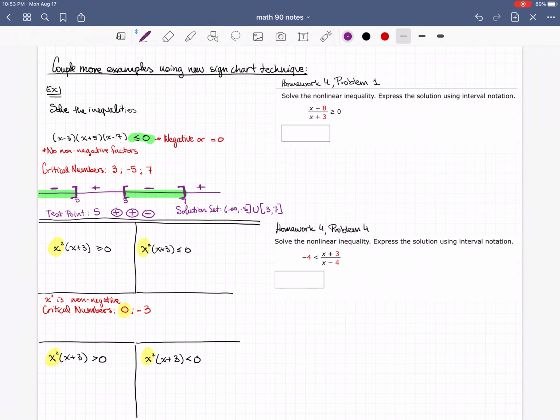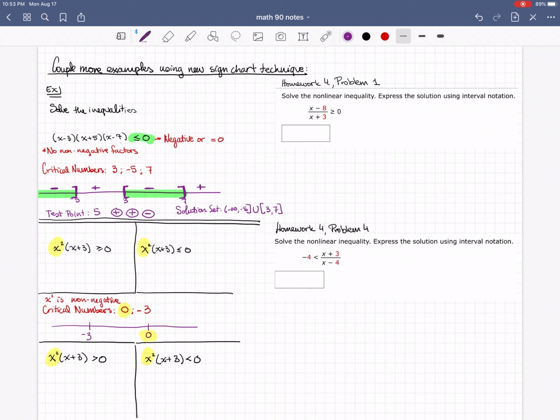So when we go to build the sign chart, again, pay attention to order. Negative 3 is on the left, 0 is on the right. Once again, I'm going to highlight that 0 because I want to make sure that you see that is the critical number that came from x squared, so there's not going to be a change in sign.